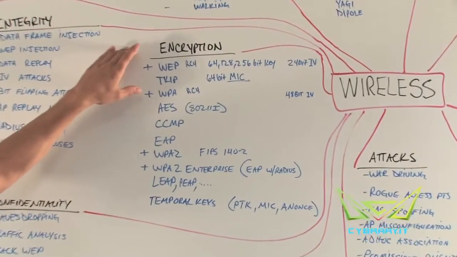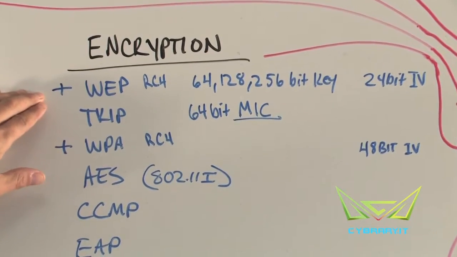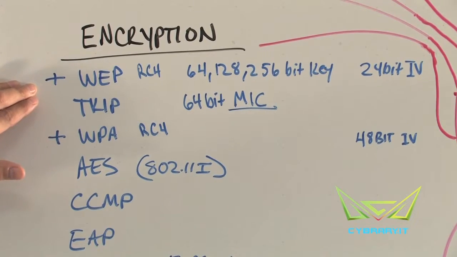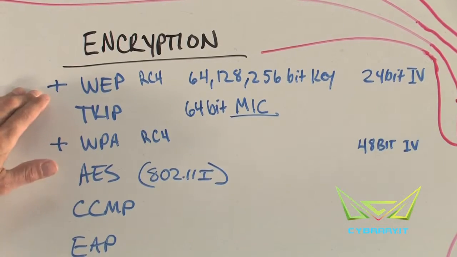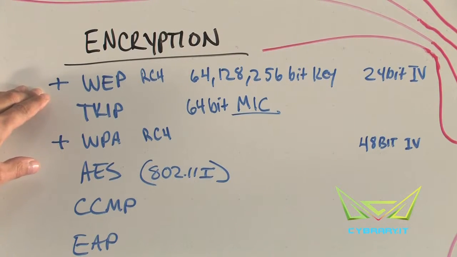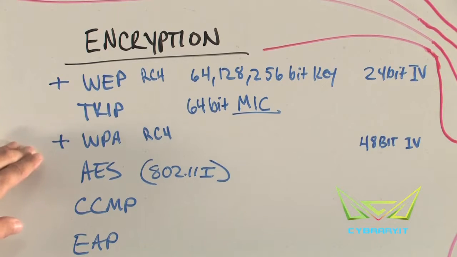So this is its whole category all by itself. All right, so the first thing is the WEP algorithm, which uses the RC4 stream cipher, and it comes in a bunch of different flavors in terms of its key size. You have 64-bit, 128, 256-bit, but because it's RC4, it uses a 24-bit initialization vector. Later on, WPA also used RC4, but it changed its initialization vector size to 48 bits.